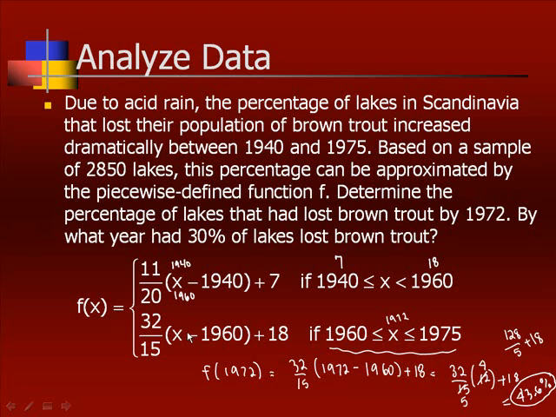Let's go down to 1960 in this one. If we plugged in 1960 in this one, we get 32 over 15 times 0. So this one starts back at 18. And we said here 1972 was 43.6%. So we know it's somewhere between 1960 and 1972.